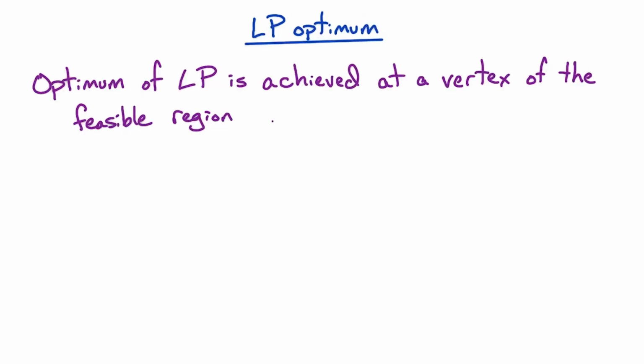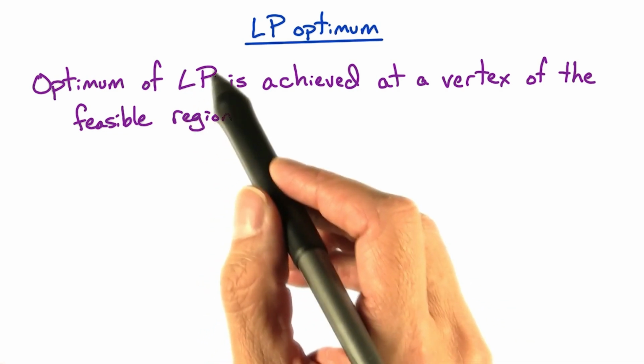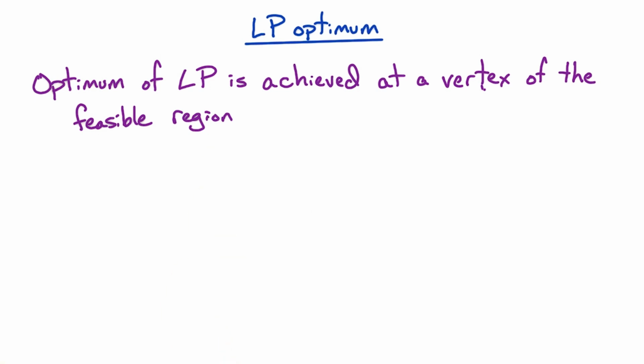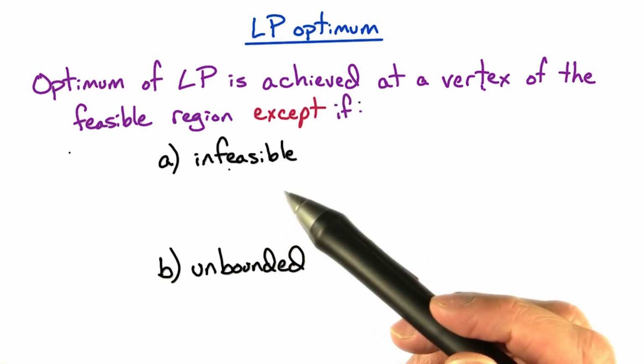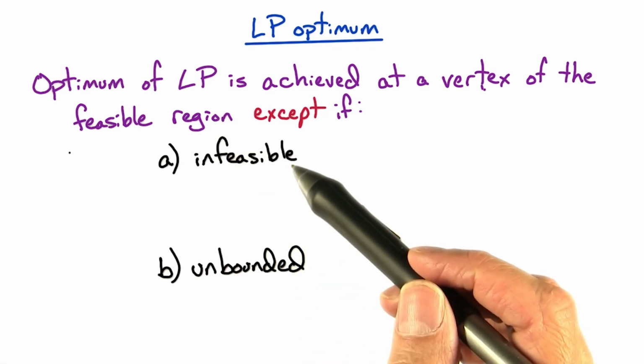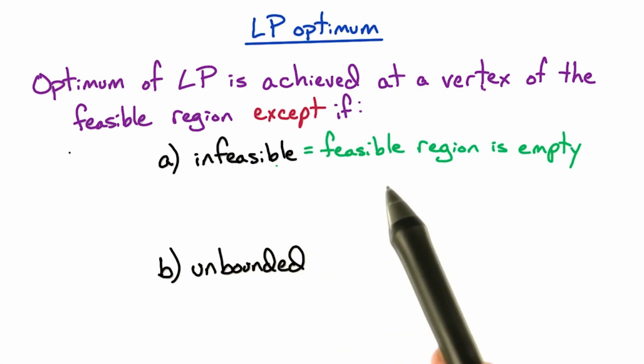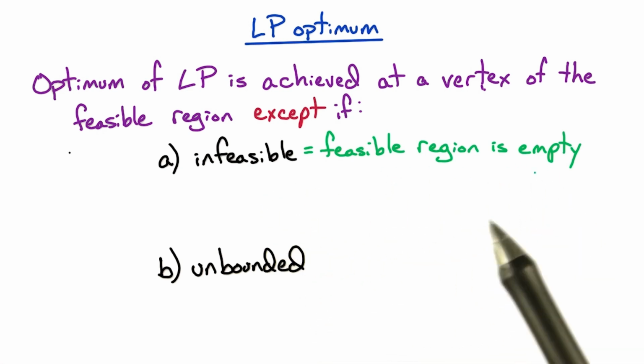Now the key, once again, for algorithms which solve linear programs is that the optimum is achieved at a vertex of the feasible region, except for the following cases. The two exceptions to this are when the LP is infeasible and when the LP is unbounded. An LP is infeasible means that the feasible region is empty. There are no points which satisfy all of the constraints.